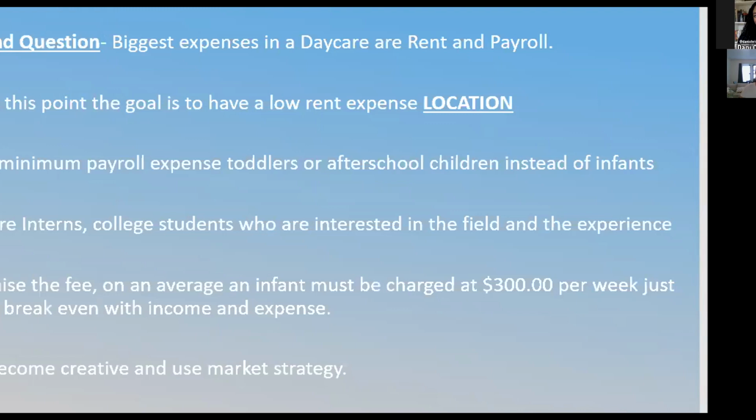The rent and then the payroll. And with the payroll, again, life comes at you fast. You may be expecting to get toddlers, and then all of a sudden there are no toddlers available, but you have infants on a waiting list. You're going to take whatever you can, but it's important to always try to cover yourself and understand what you might be looking at, right?